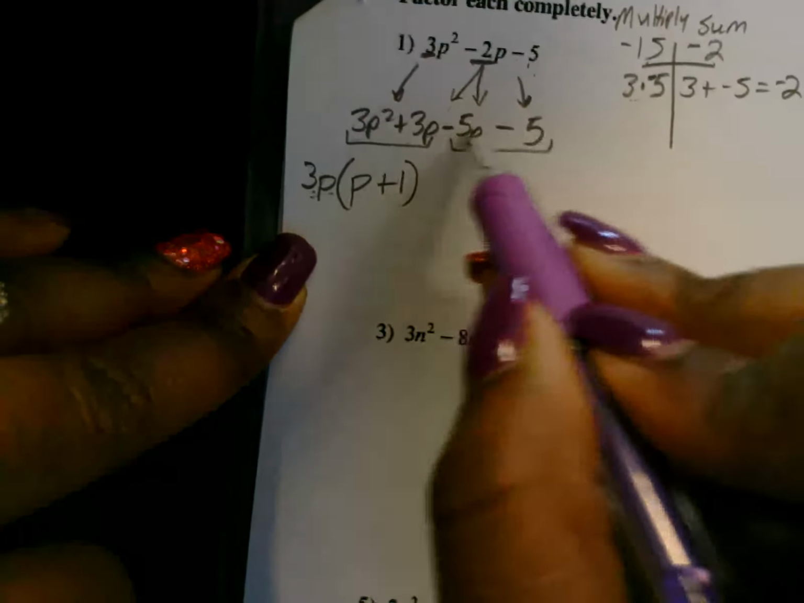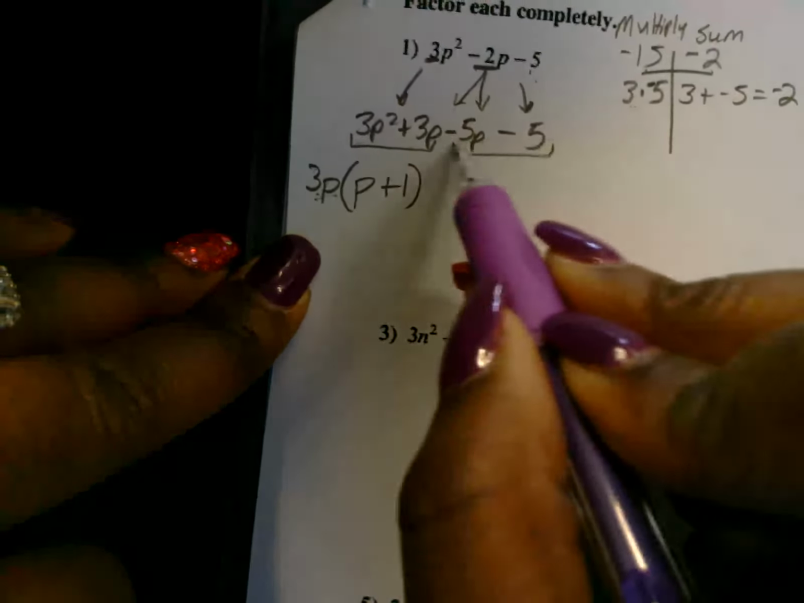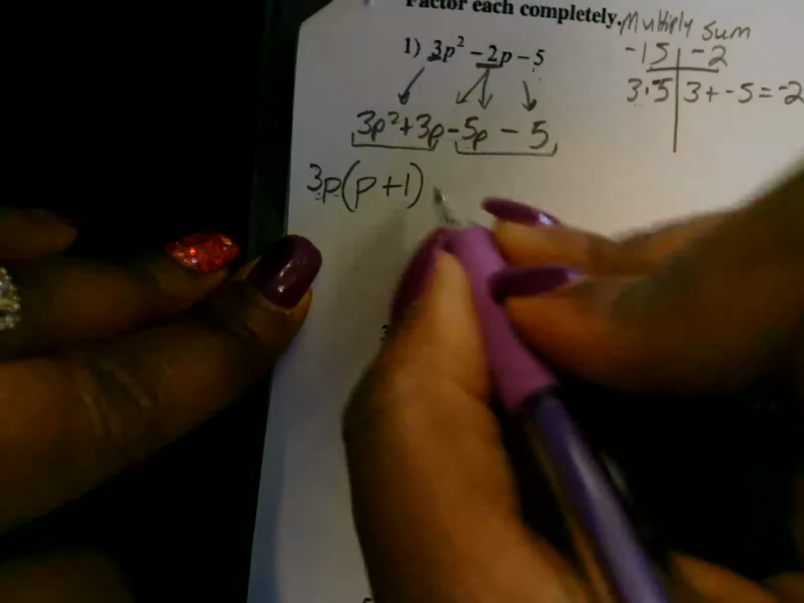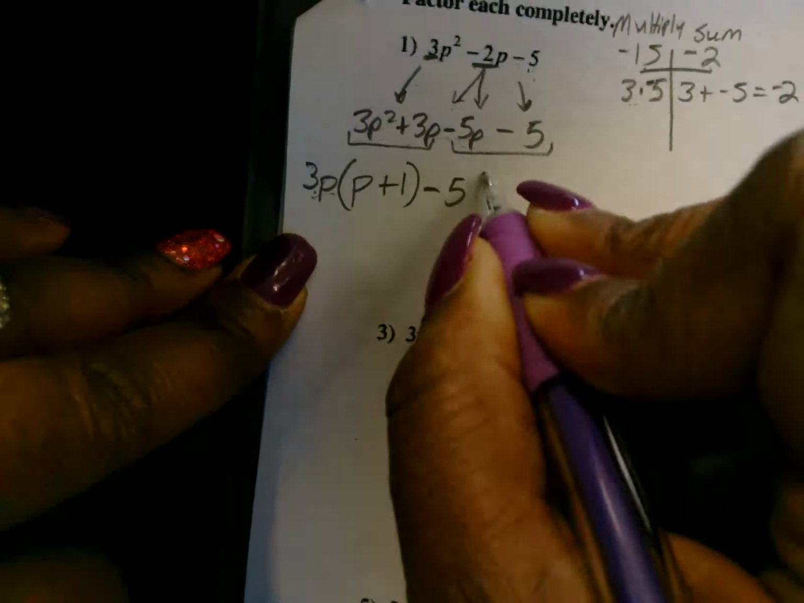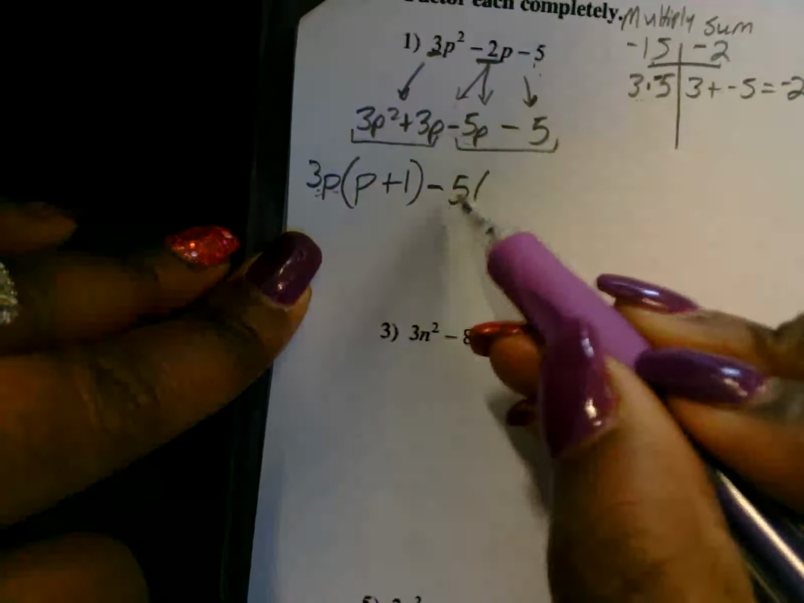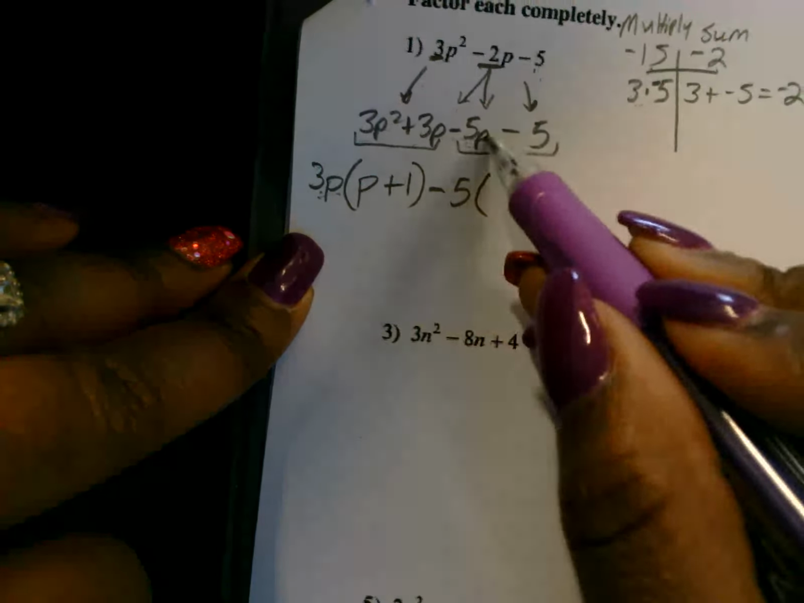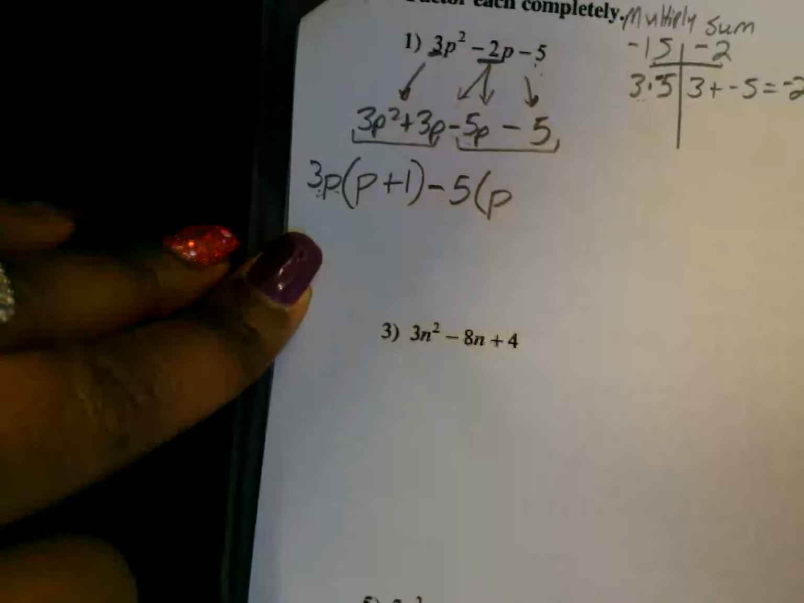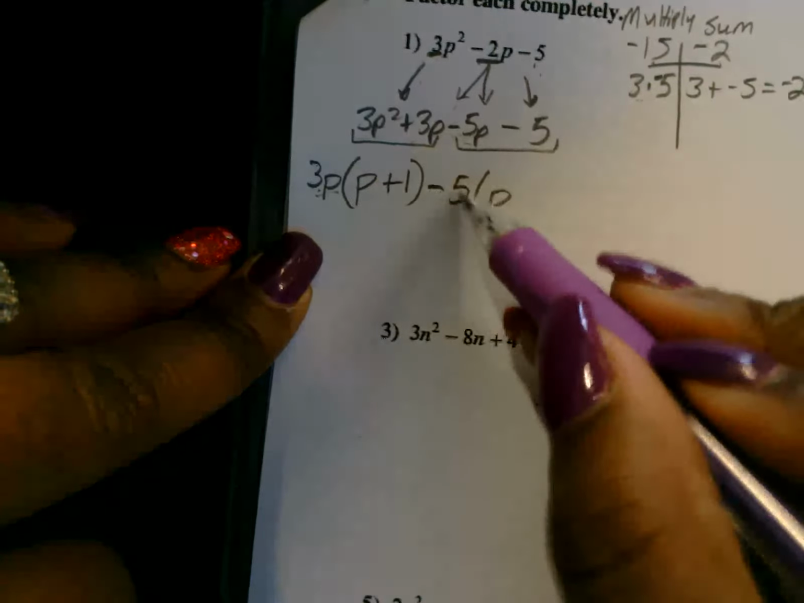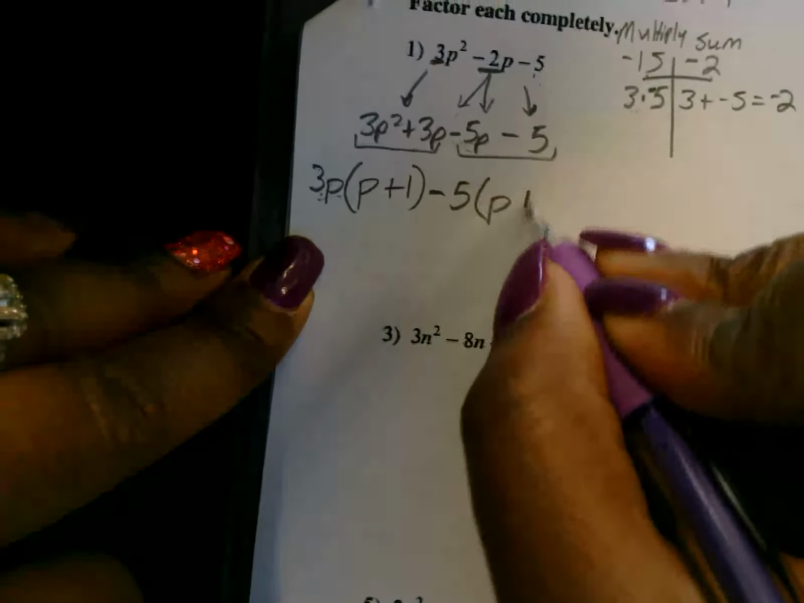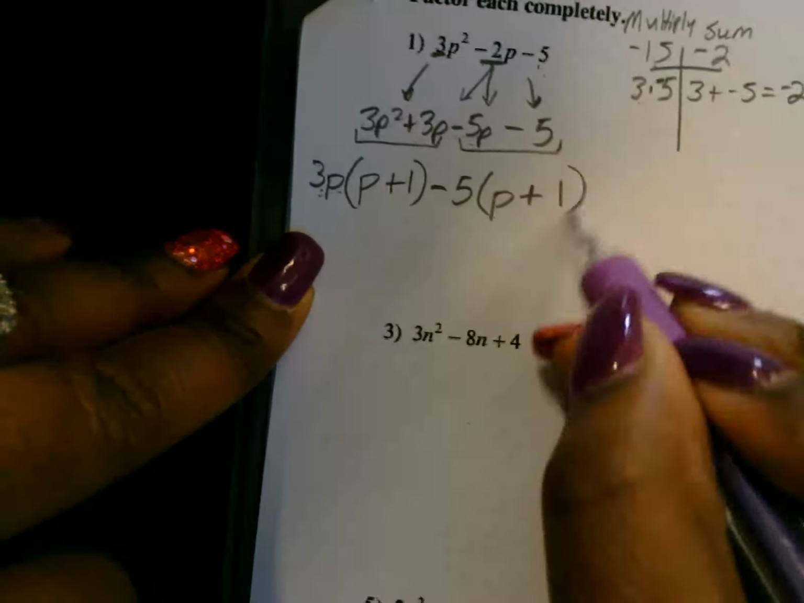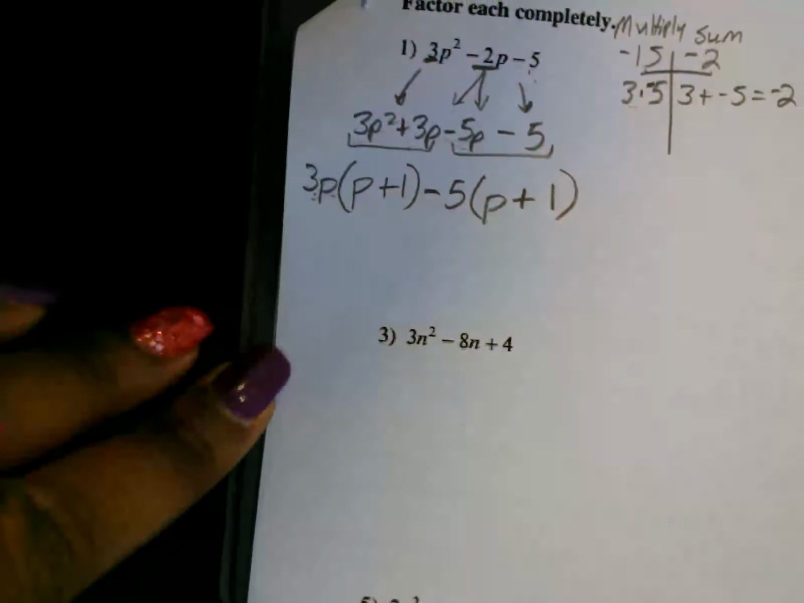What's the greatest common factor of the second two terms? A negative 5. So take out a minus 5. What can you multiply times a negative 5 to give you a negative 5p? P. What can you multiply times a negative 5 to give you negative 5? A positive 1. Now the second two terms are factored.